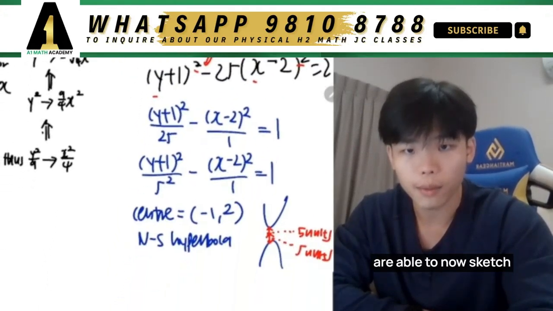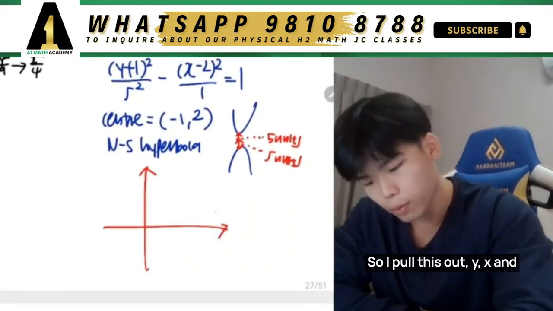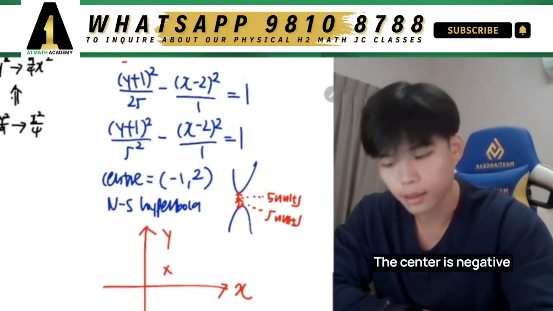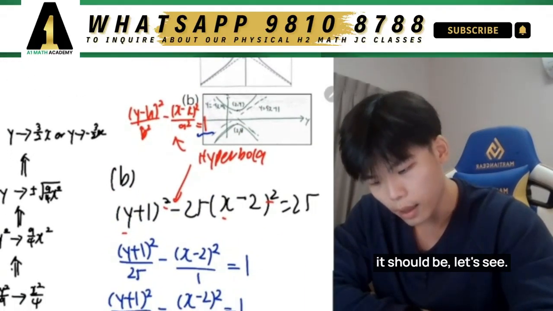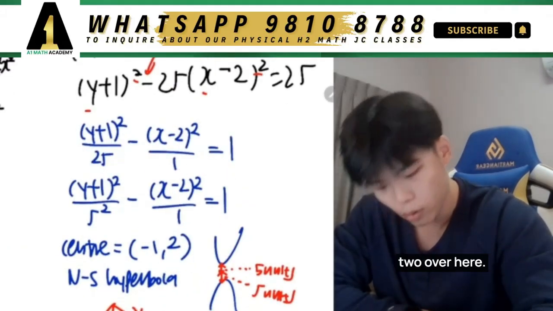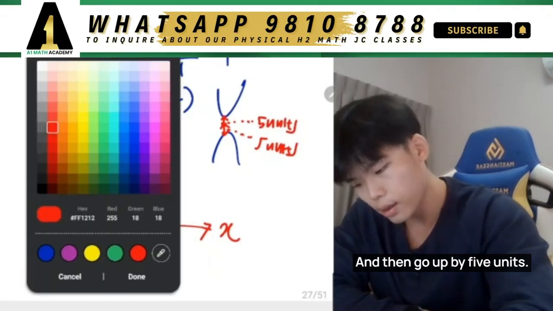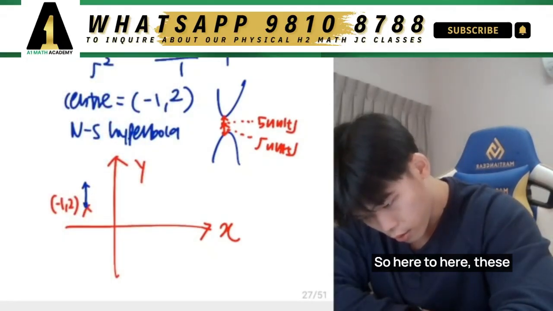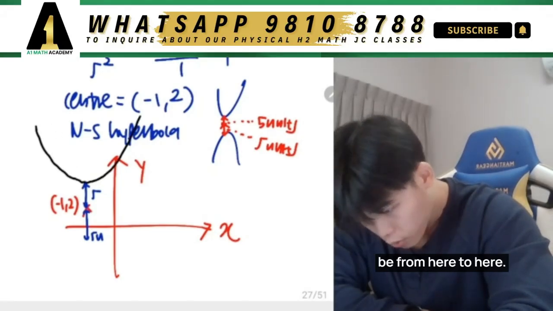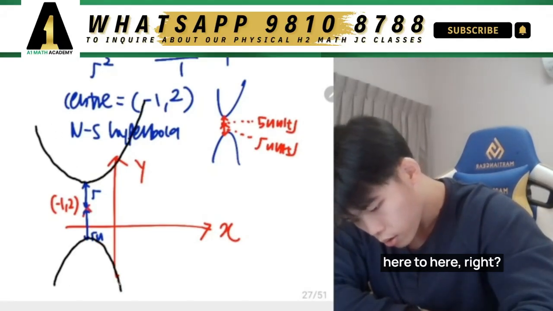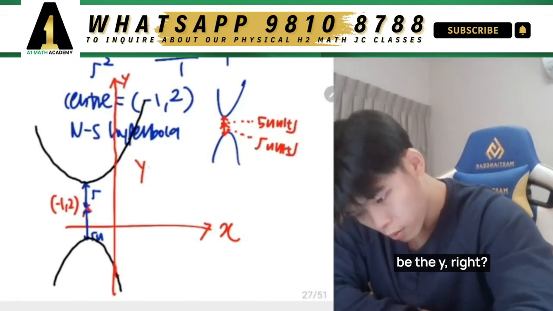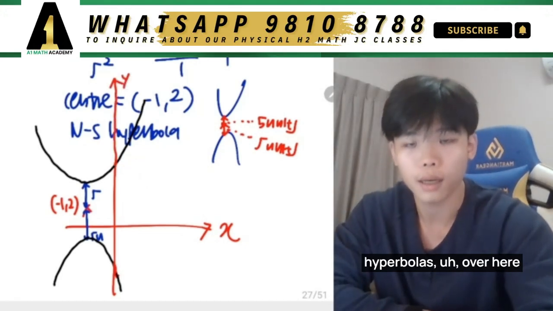So with that said, we are able to now sketch this accurately. So I pull this out, y x axes, and over here we have the center being here, right? The center is negative 1 comma 2, so it should be around here. Negative 1 comma 2 over here, that will be the center. And then go up by 5 units, so here to here is 5 units, and here to here is 5 units. So my hyperbola should be from here to here, and then from here to here. Just extend this line, and extend this line. So we have two different hyperbolas over here.